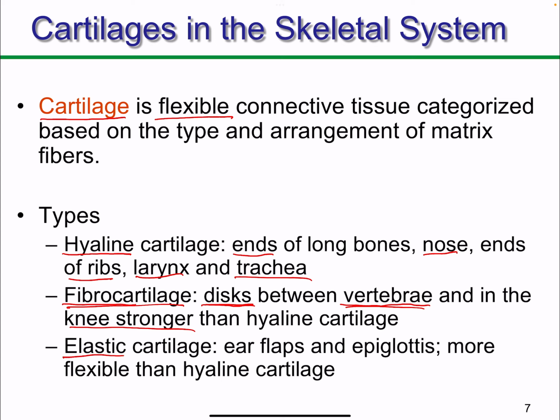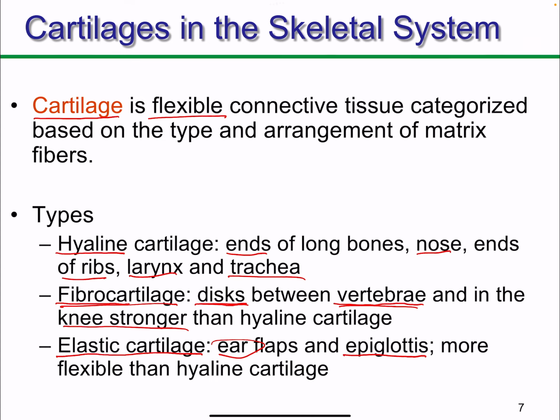Then we have the elastic cartilage. Elastic cartilage is found, for instance, in the ears, right? Not very much the extremity of the ears, but throughout the ear, and the epiglottis in your throat, okay? The elastic cartilage is characterized by the fact that it is very flexible. It contains more elastic fibers than collagen. That's why they are flexible.